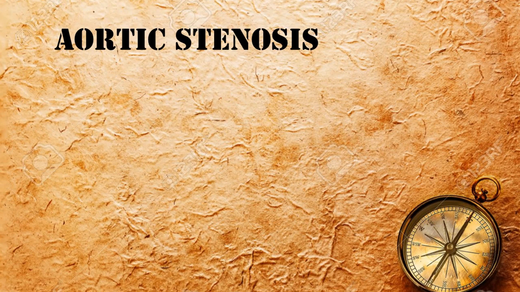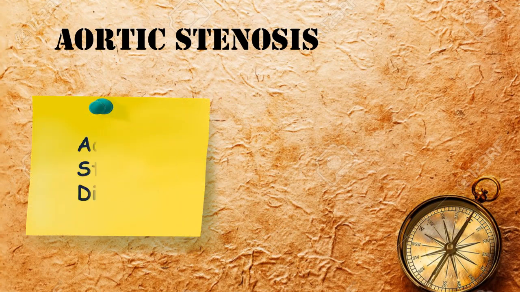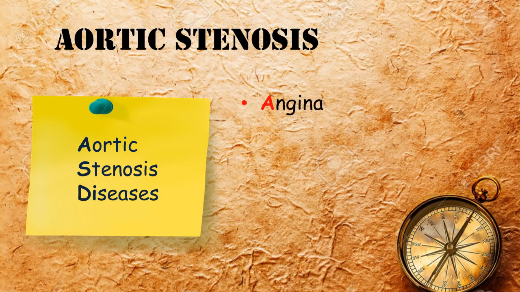Then comes aortic stenosis. This is also very easy to remember. So the mnemonic is aortic stenosis disease, that is ASD, and the symptoms are angina, S is for syncope, and D is for dyspnea. So aortic stenosis, the mnemonic is aortic stenosis disease ASD.